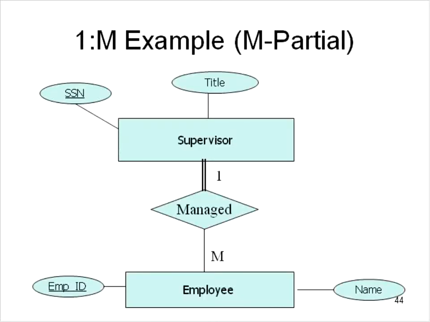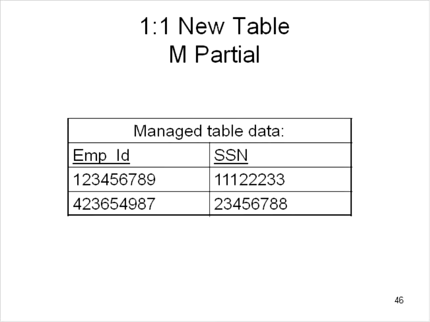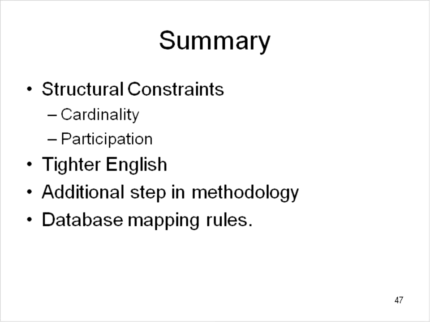And now we have the example of the M side being partial and the 1 side being full. In this case, what we did was we created a separate table called Managed, which has the SSN and the employee ID, the primary keys of both tables, much like the end-to-end relationship, and some sample data.